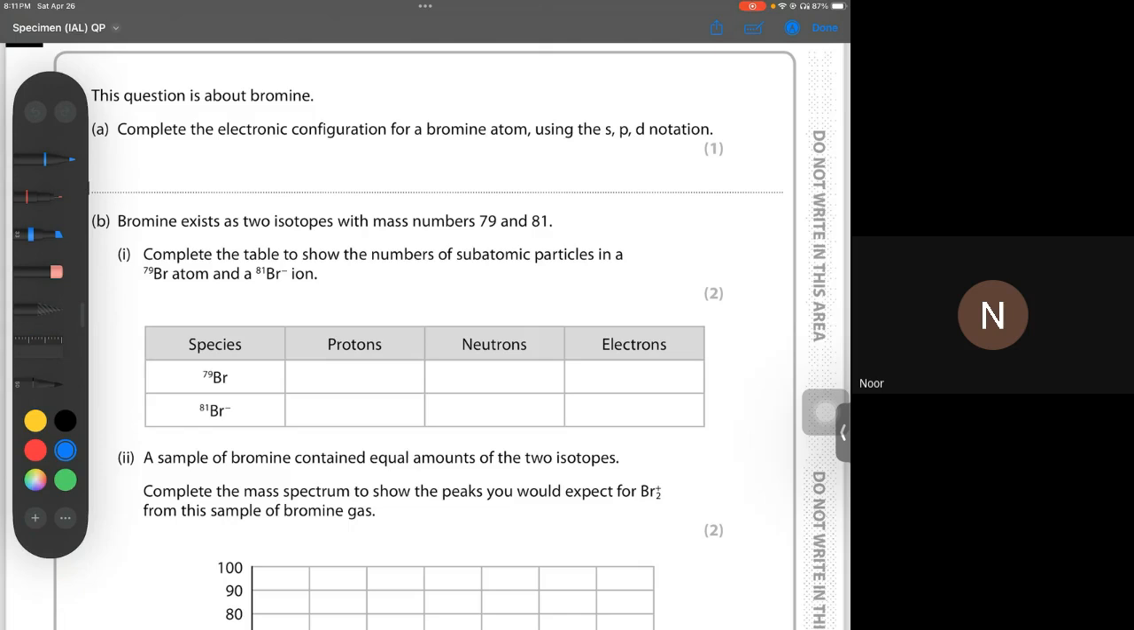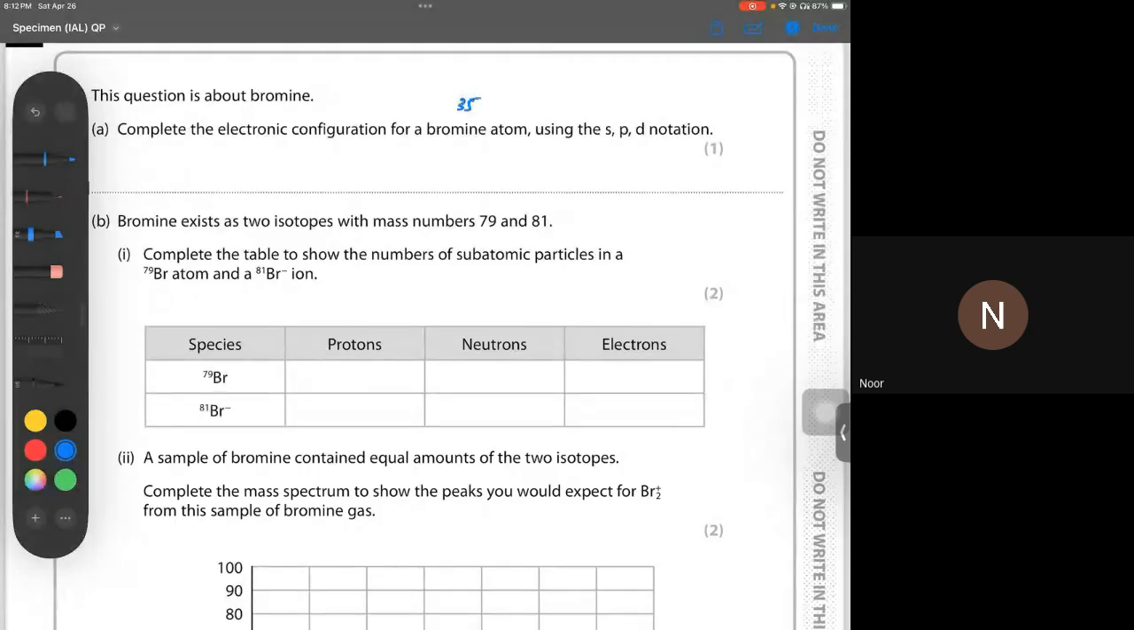Can you tell me the proton number of bromine, Noor? What's the proton number for bromine? Chlorine is 17 and bromine is, I don't know. Tell me. 35.